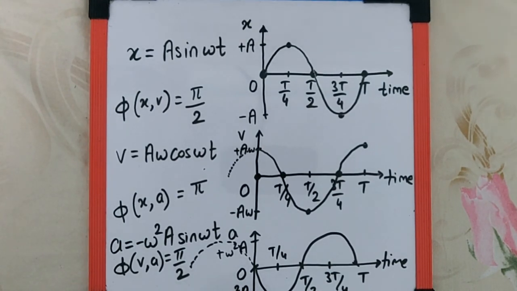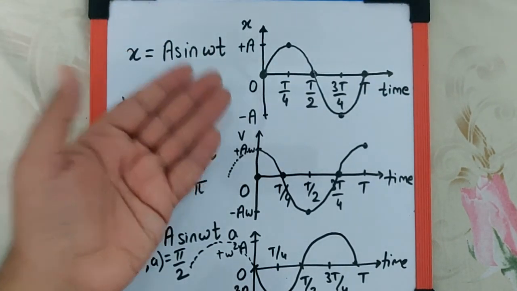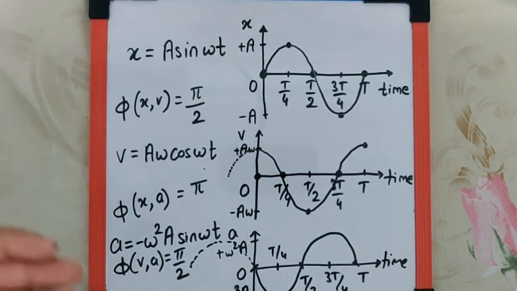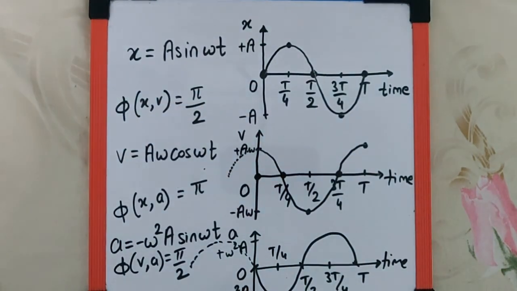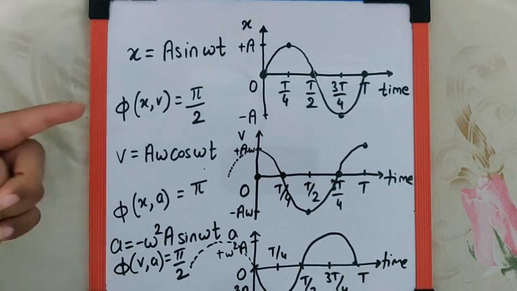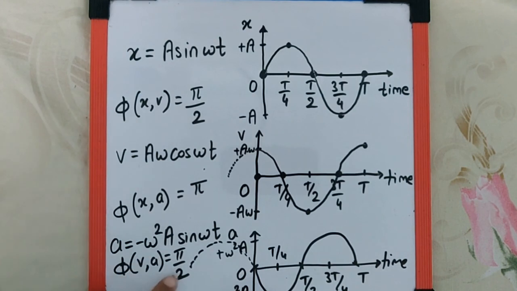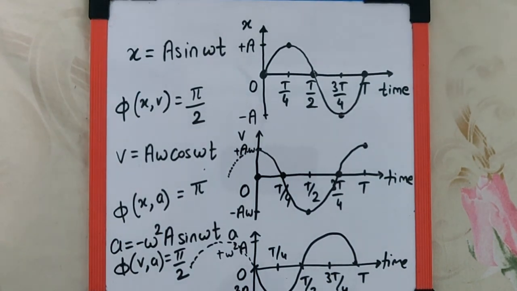You can also practice graph for x being a cos omega t, or minus a sine omega t, or minus a cos omega t, and accordingly you get the equation of velocity and acceleration, and accordingly the graph will vary. But the relation of phase difference which I gave you for the position velocity being pi by 2, for velocity acceleration being pi by 2, and for position and acceleration being pi will always remain same.